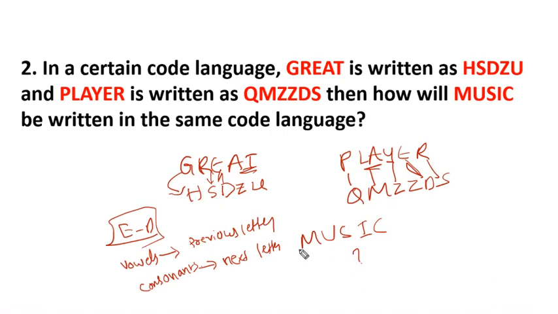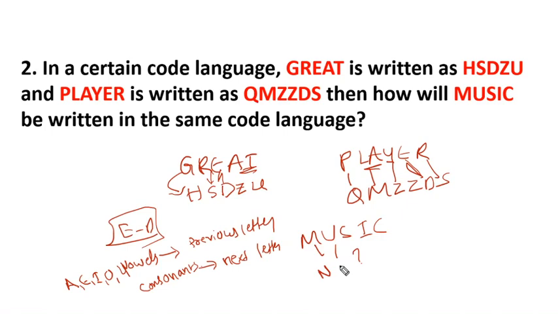So if I implement it for music, M is a consonant. We know that vowels are 5. What are those? We can say A, E, I, O, U. So there are 5 vowels in English. If you implement it for music, M is a consonant, so M's next letter, N. U is a vowel.